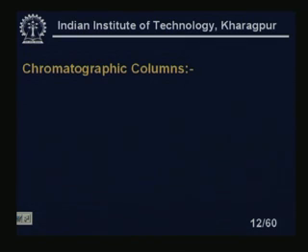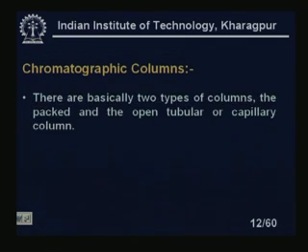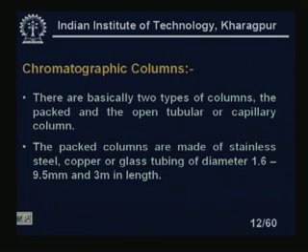Chromatographic columns. Let us look at the columns first. There are basically two types of columns, the packed bed column and the open tubular or capillary column. That we have already discussed in lesson 35. The packed columns are made of stainless steel, copper or glass tubing of diameter 1.6 to 9 millimeter and typically 3 meter in length.